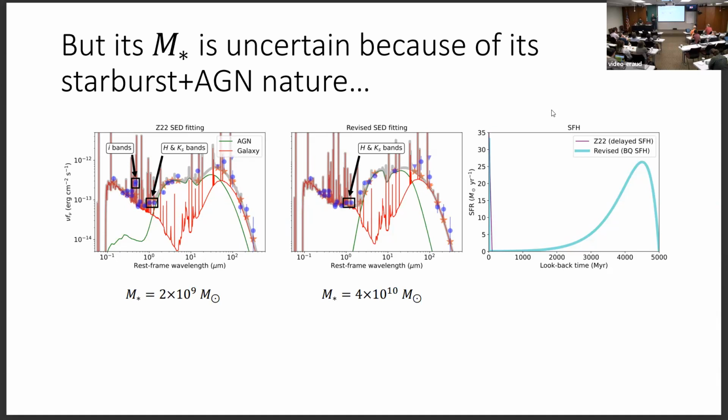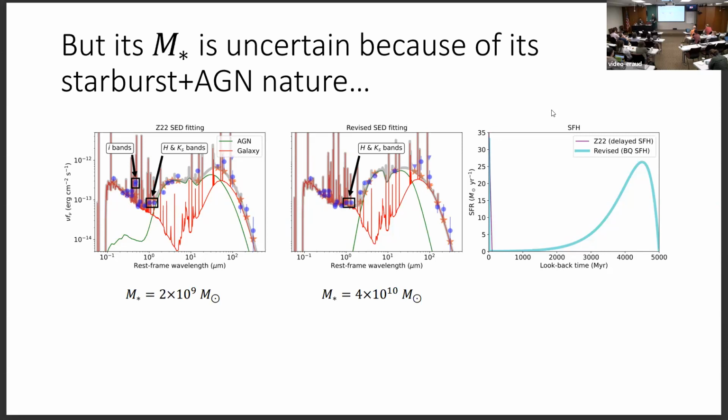Like in the extreme case, it's 4 times 10^10 solar masses. So obviously, this won't be a dwarf galaxy if that's true, but we are not sure which one is the case. But I think that with high resolution infrared imaging in the H or Ks band, we can solve this issue.